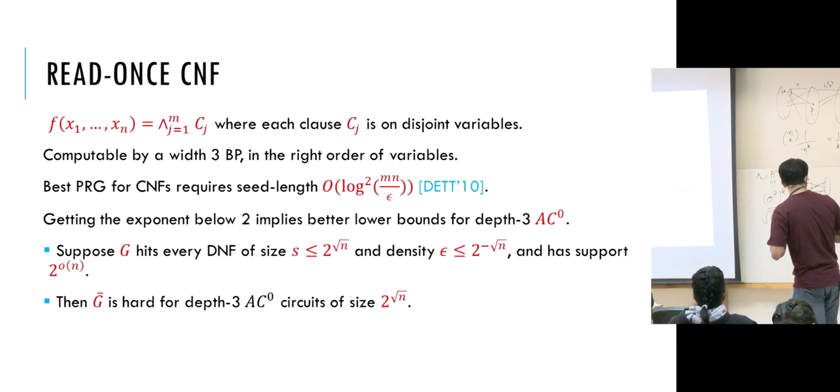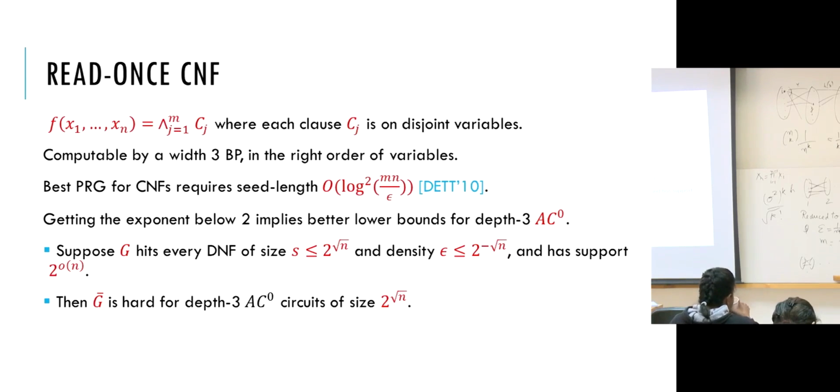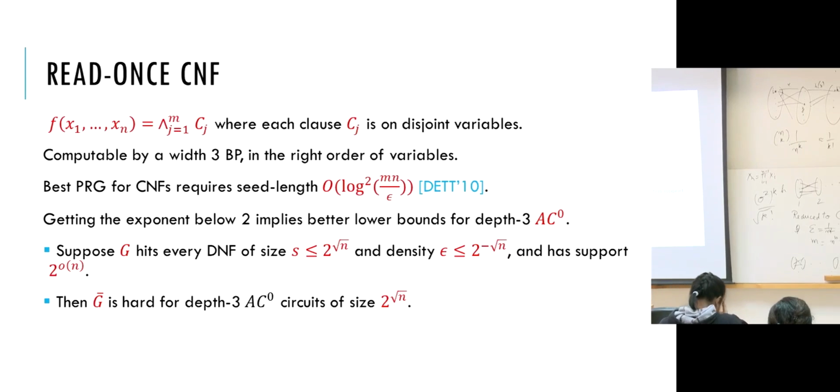So why is that? Let's consider a depth 3 AC0 circuit which has an OR gate at the top, and then you just have DNFs here. So this is an OR gate. It could have fan-in something like 2 to the root n. Each of these is just a DNF. CNF, same thing, yeah. So the goal of this function is to accept G bar. So it rejects everything in G and it accepts everything in its complement.